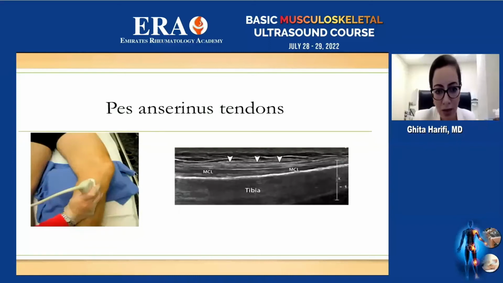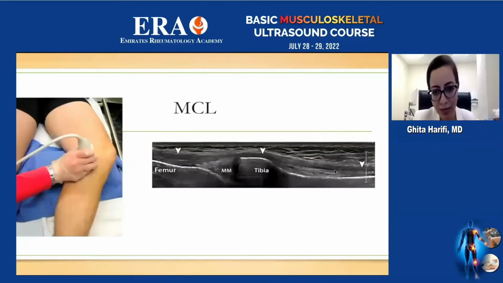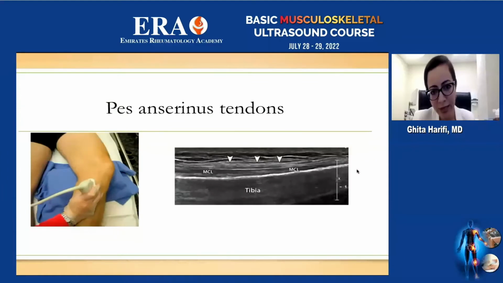So this is typically what you get if you compare to the previous image. You go down, and then you go slightly anteriorly. This is the MCL distal insertion. As you can see, it ends here. And then here you start seeing the tendon insertion at this level.